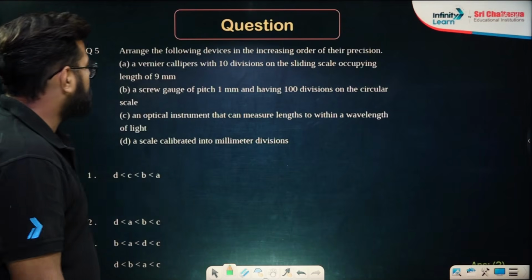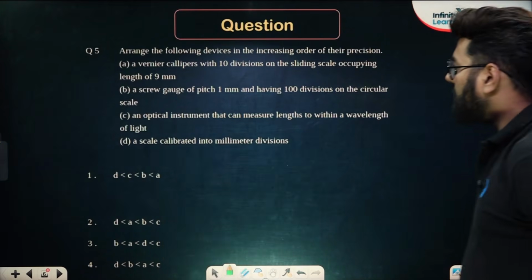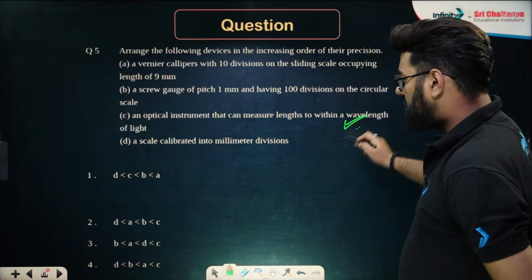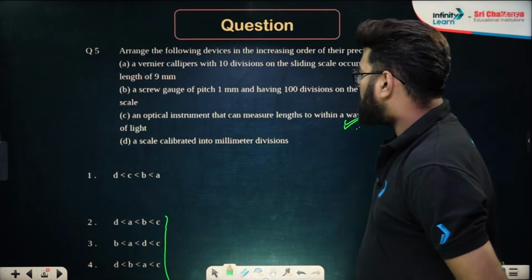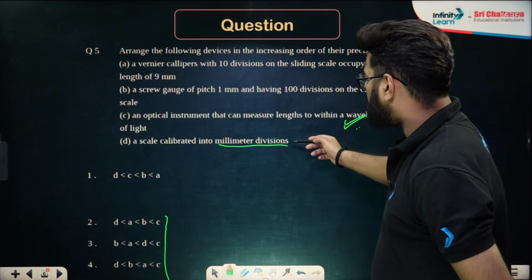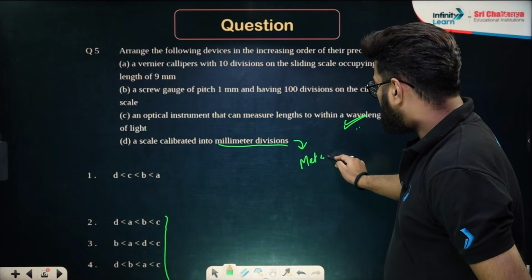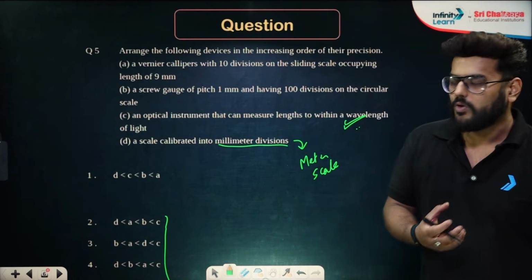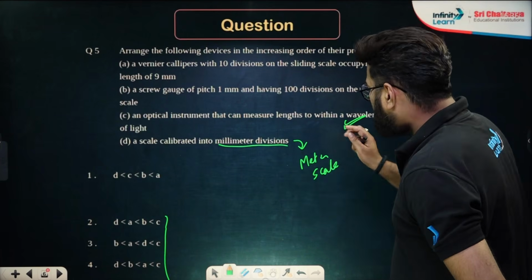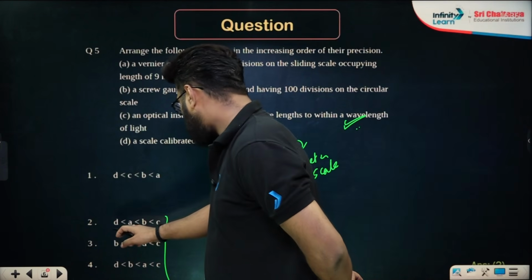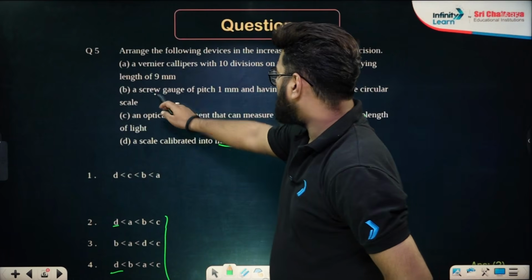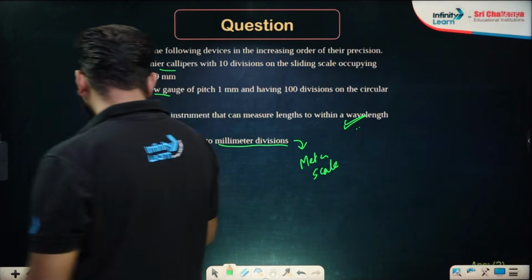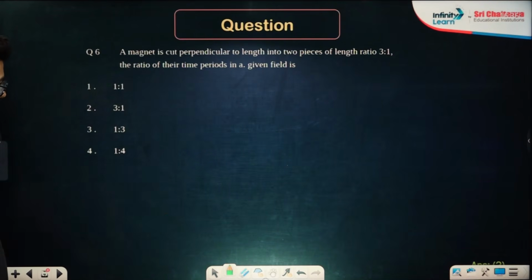Arrange the following devices in increasing order of precision: vernier caliper, screw gauge, optical instrument that can measure length to within a wavelength. Obviously the most precise one is going to be this, so C will be the most precise. Then a scale calibrated to millimeter division, just like your meter scale. Wherever the least count is the smallest, that is more precise. So this will be least precise, that means D should be coming over here. And between a screw gauge and vernier caliper, screw gauges are always more precise. That means C, then B, then A, then D. Option number 2 is correct.